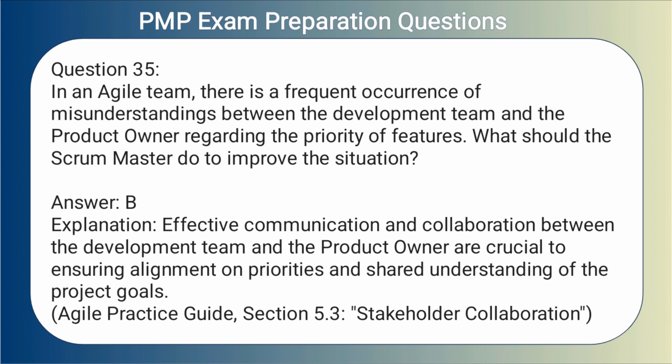Answer: B. Explanation. Effective communication and collaboration between the development team and the product owner are crucial to ensuring alignment on priorities and shared understanding of the project goals.